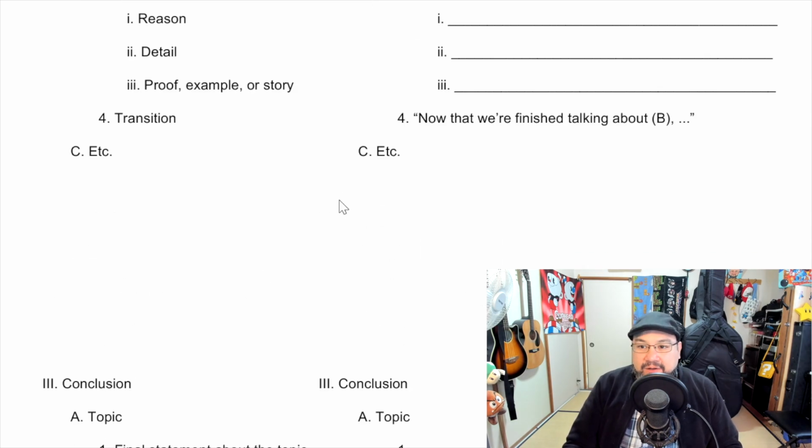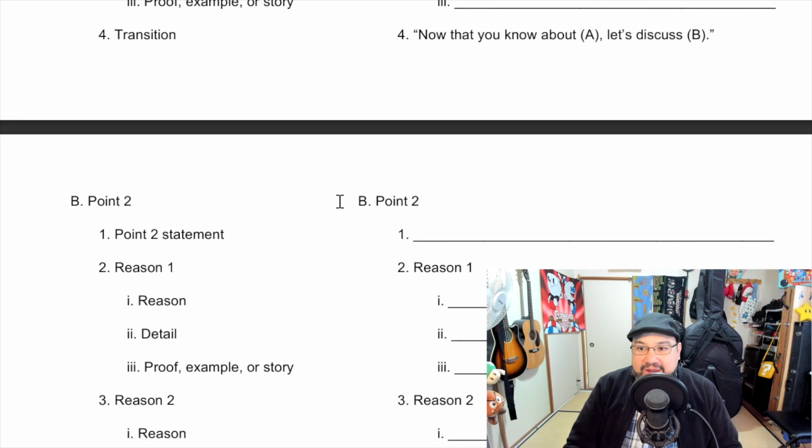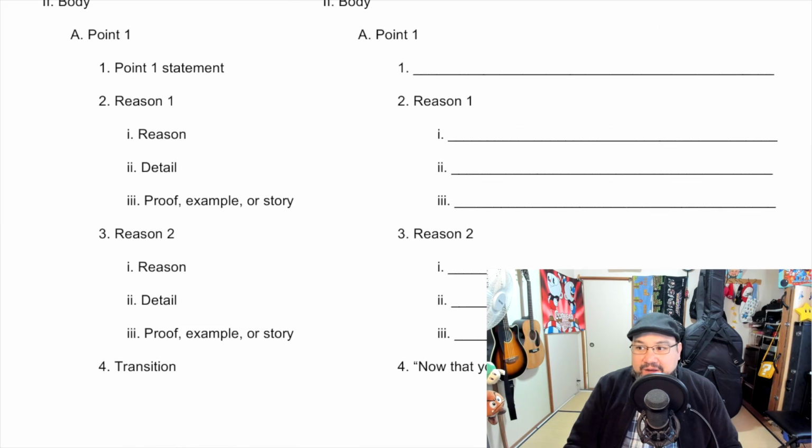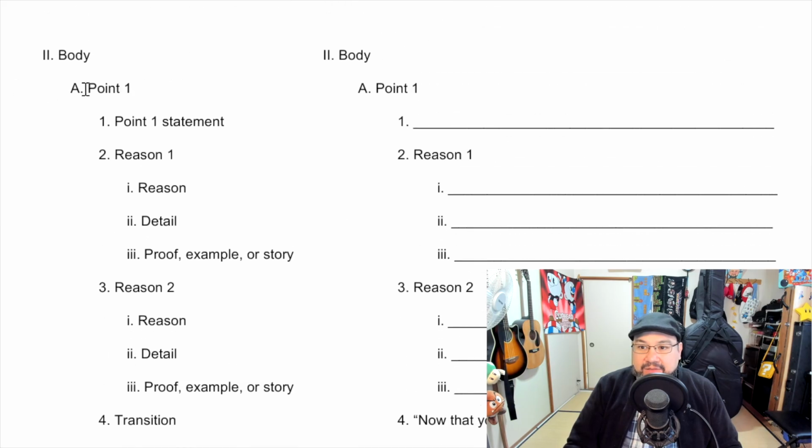All right. Next, I want to talk about my second page. For the body, there are points, right? Point 1, and then you need reason 1, reason 2. Inside reason 1, you have reason, detail, proof. Okay? This might get complicated.